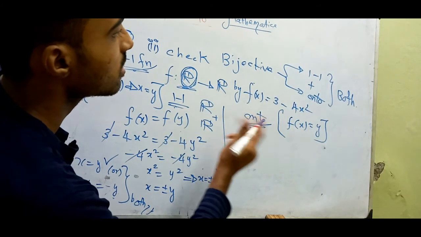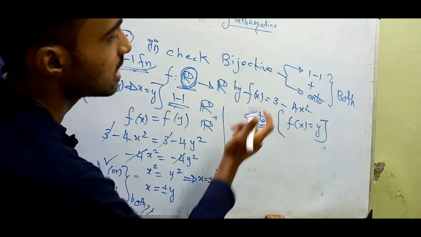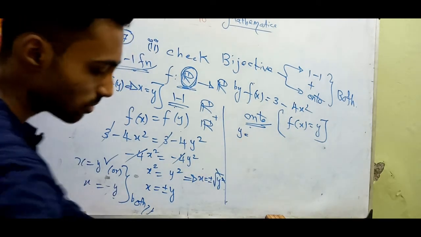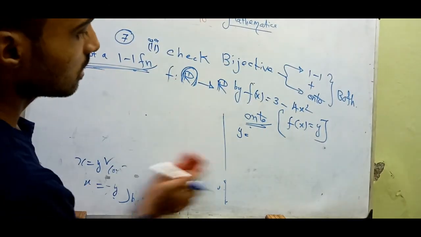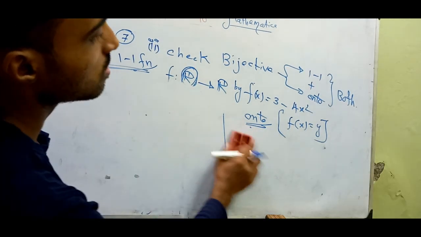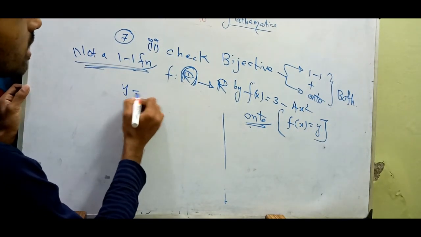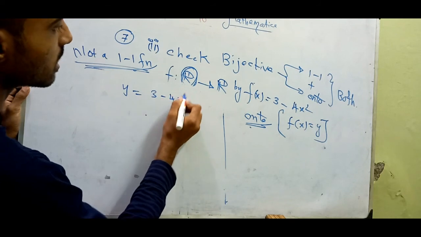Okay, let us check for the onto function too. What you need to do here is change x in terms of y. Since it is not 1-1, I have finished the 1-1 condition, and I need some space to do onto. So y is equal to 3 minus 4x square.